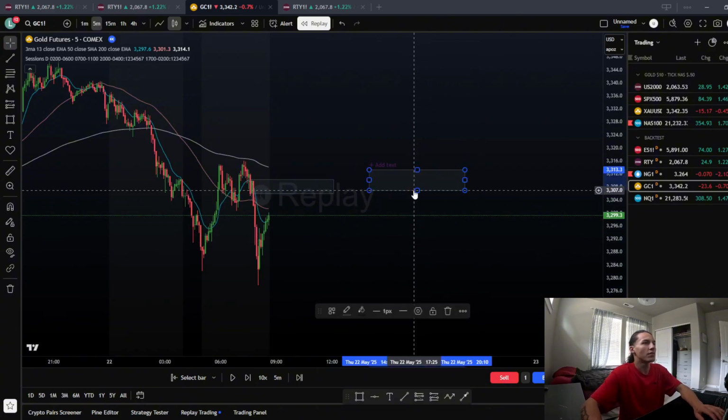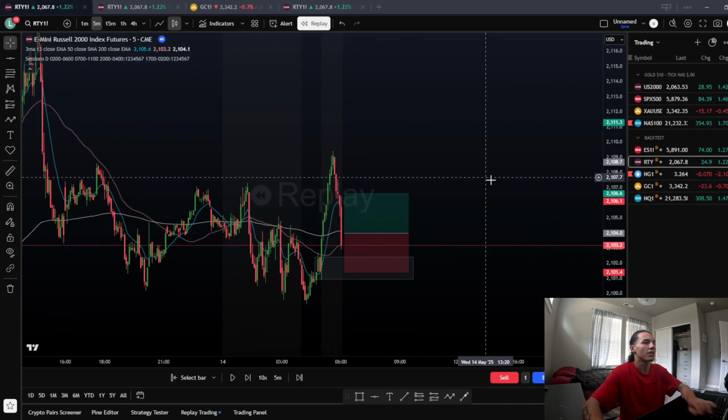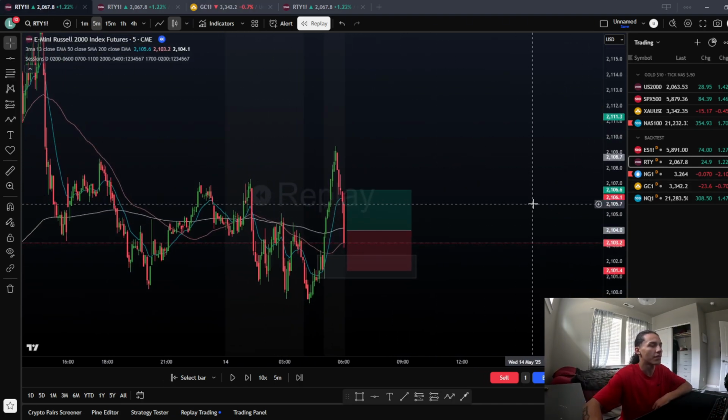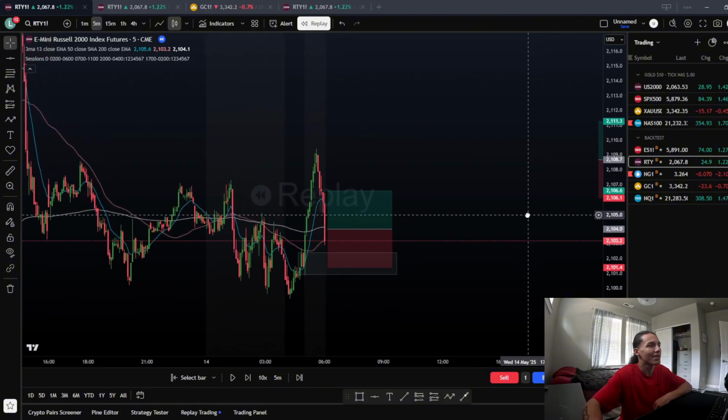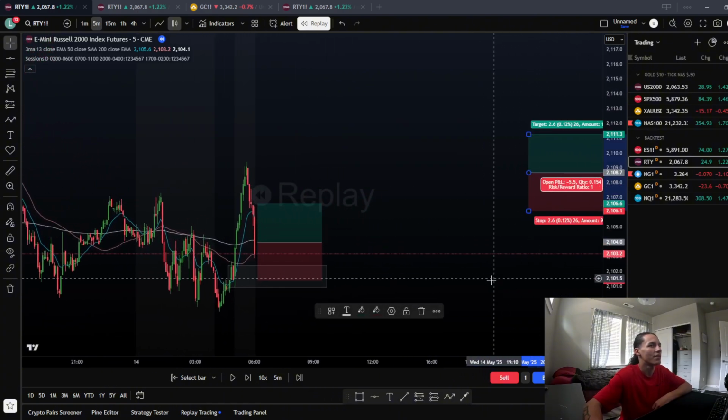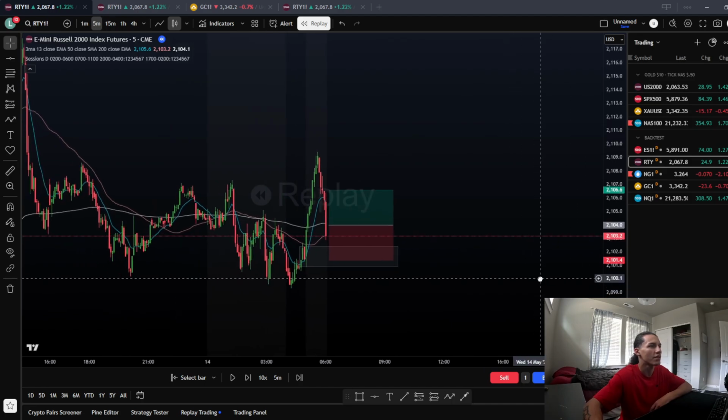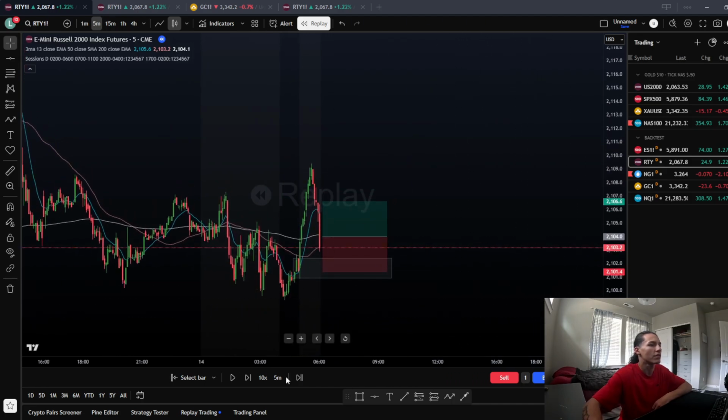So pretty simple. We're just riding the waves. This is a very simple concept. Now back to the setup. C+ setup rather than B, I would say, because of the consolidation prior to this setup forming.